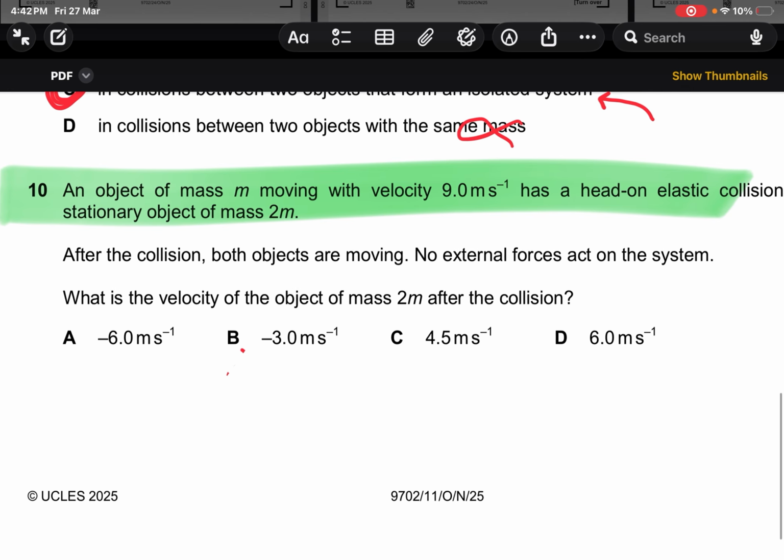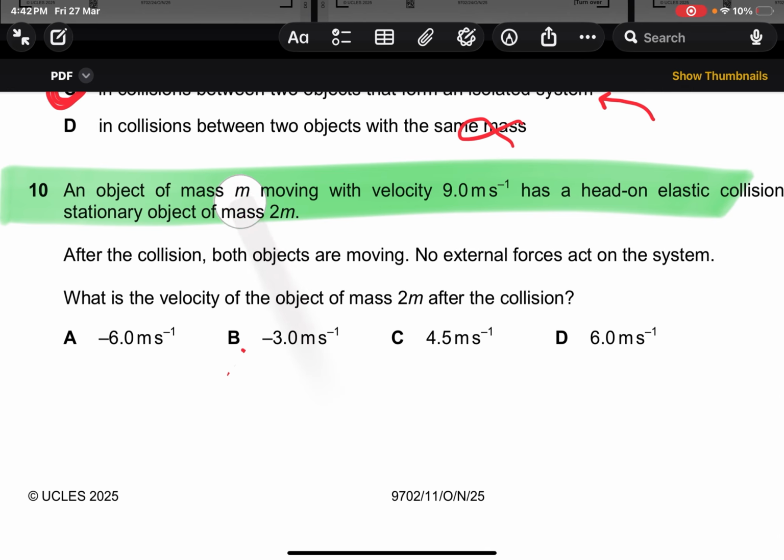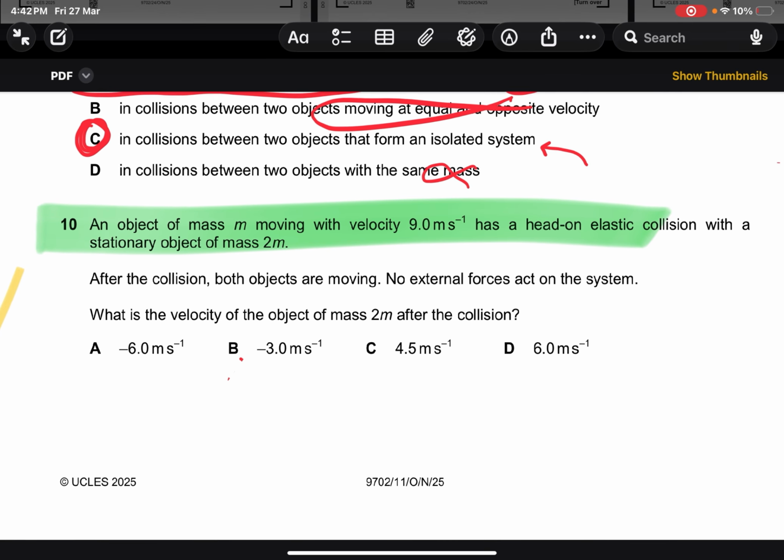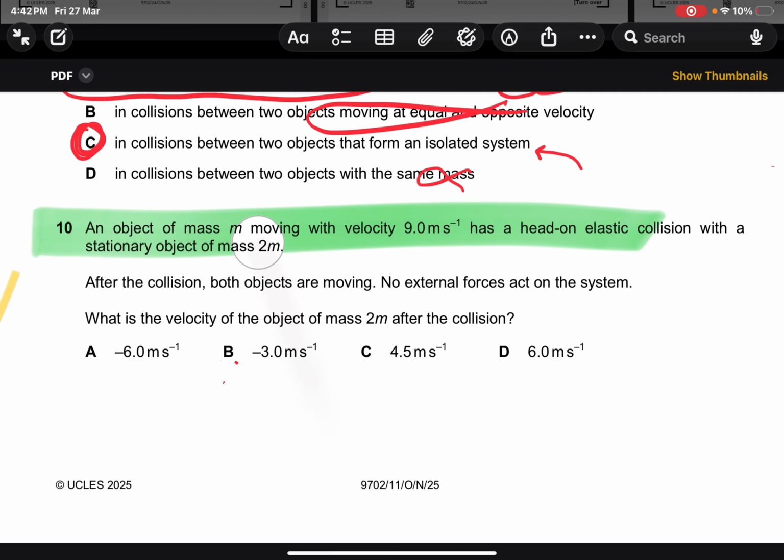An object of mass m, moving with a velocity of 9 meters per second, has a head-on elastic collision with a stationary object of mass 2m. Let's draw out the scenario.